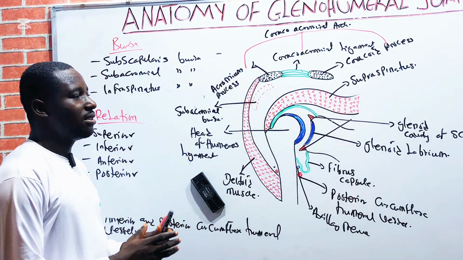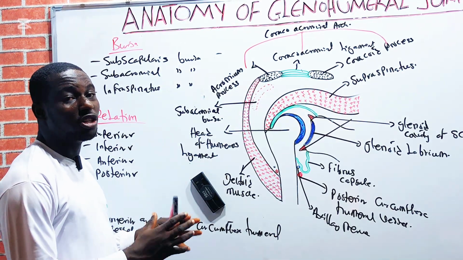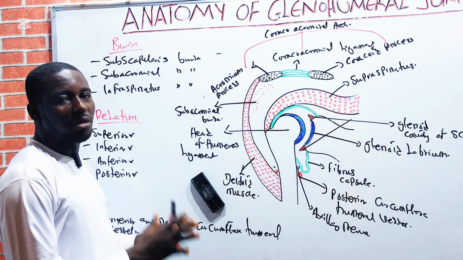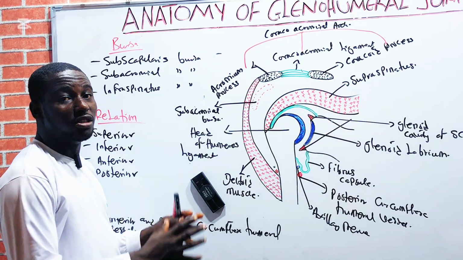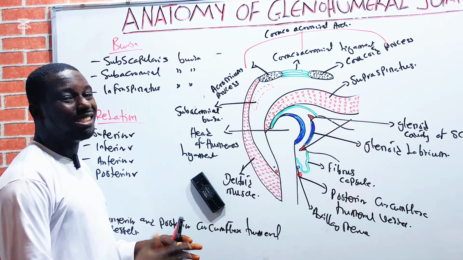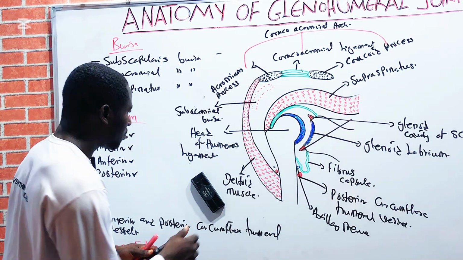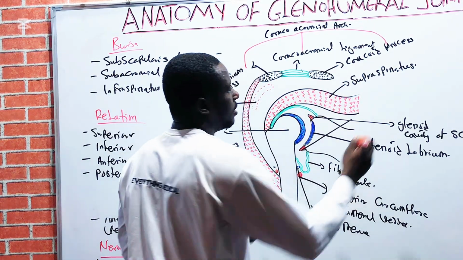So the next outline that we'll be discussing is the movement, because the shoulder joint undergoes several movements. It undergoes a wide range of movement. That is why it is the most mobile joint in the body, because of its circumduction movement, that is a 360 movement of the joint. So we have the movement.